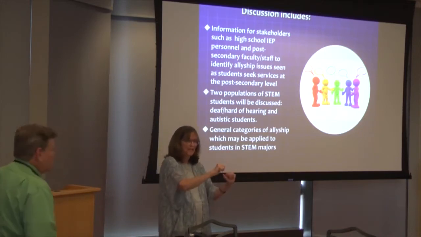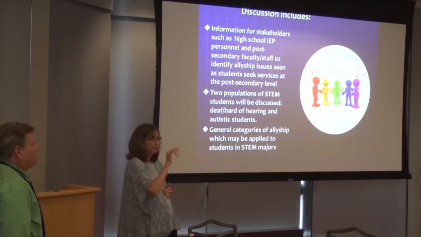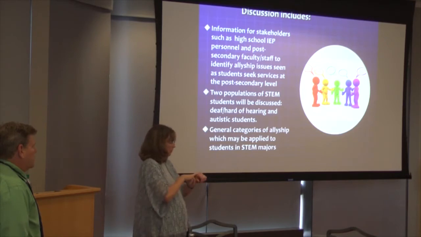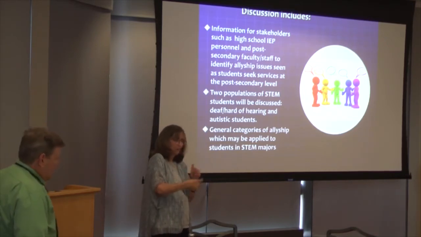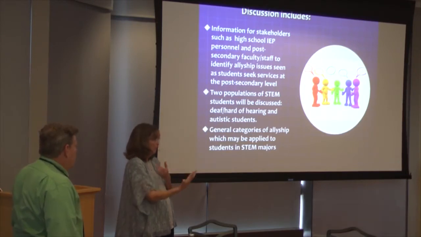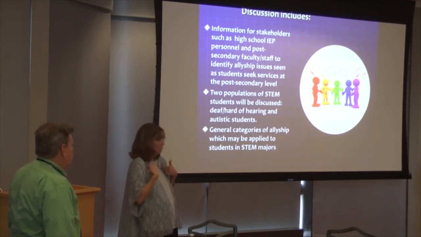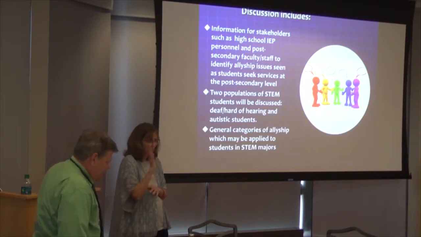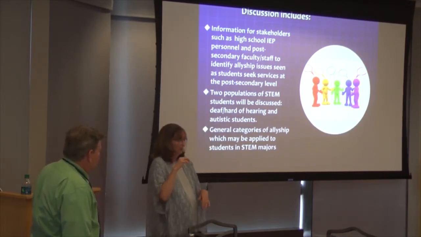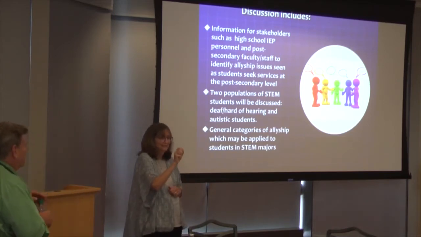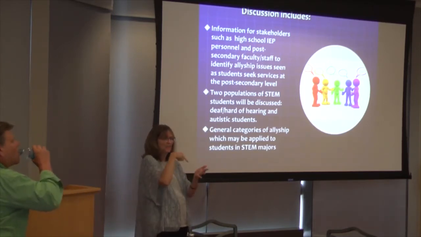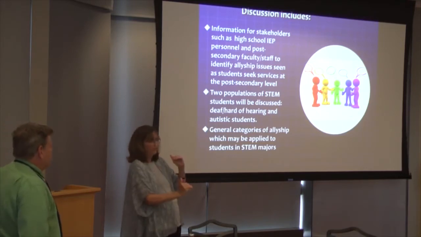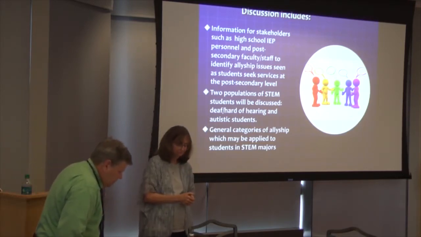Allyship can apply to a variety of groups that are marginalized. Today we'll be focused on students with disabilities, of course. I work with deaf and hard of hearing students, mostly. Ken works with students with autism, mostly. So we also have a son who has autism as well, and we have a daughter who also has a disability. And I'll dive into that a little bit more as we go forward. We're going to focus on how this applies to STEM, but mostly this does apply generally with allyship: people who are marginalized and being allies with them.